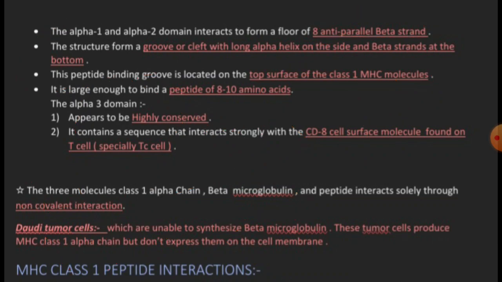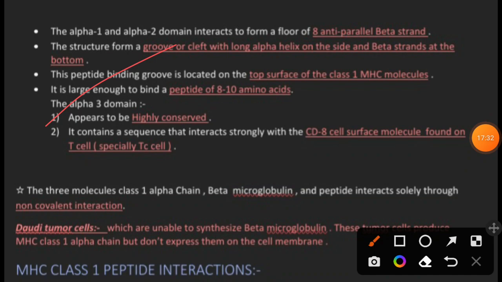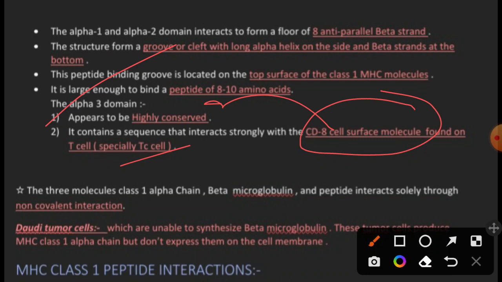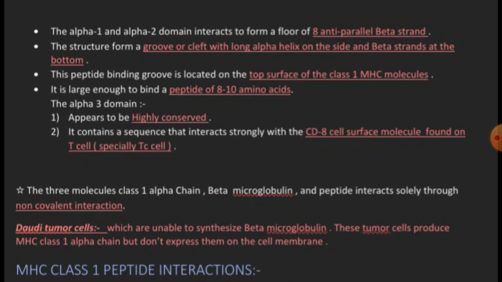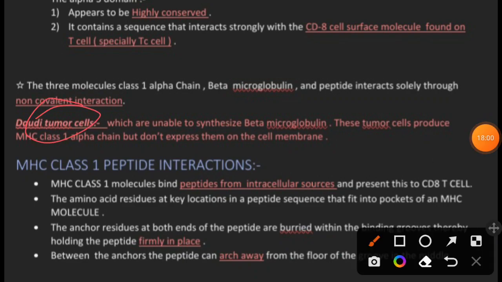Okay, clear? And I have also told you that the alpha 3 domain is highly conserved. It contains a sequence that interacts with the CD8 cell surface molecule found on the T cell, right? So you can easily remember why the alpha 3 domain is conserved, otherwise it cannot interact with the CD8 cell surface molecule. Now, the three molecules, class 1 alpha chain, beta 2 microglobulin and peptide, interact with each other solely through non-covalent interaction. And this is what I have told you about the Dowdy tumor cell.